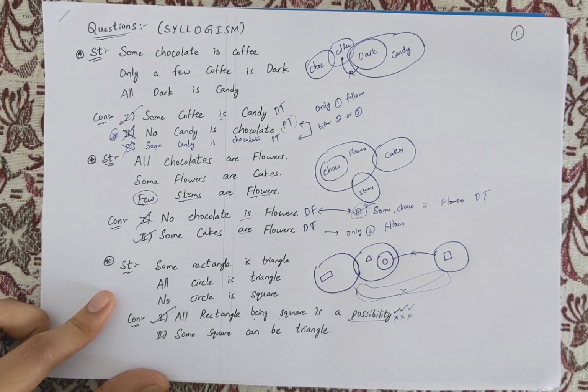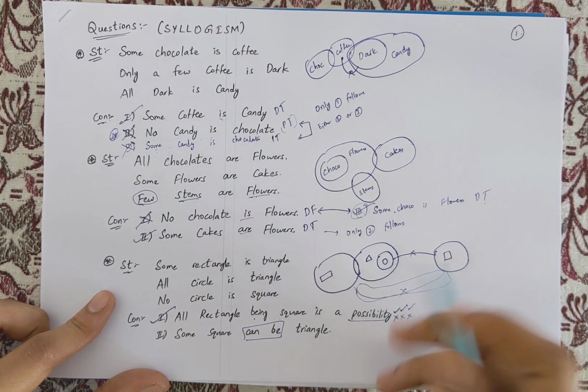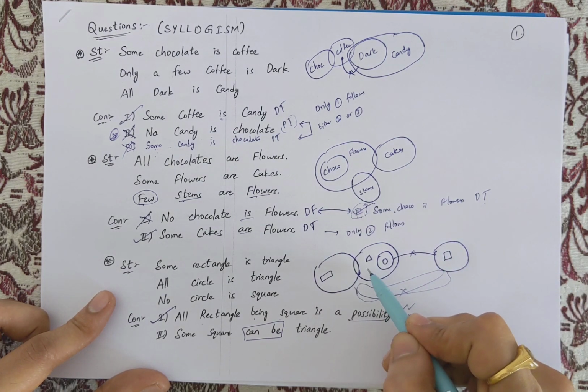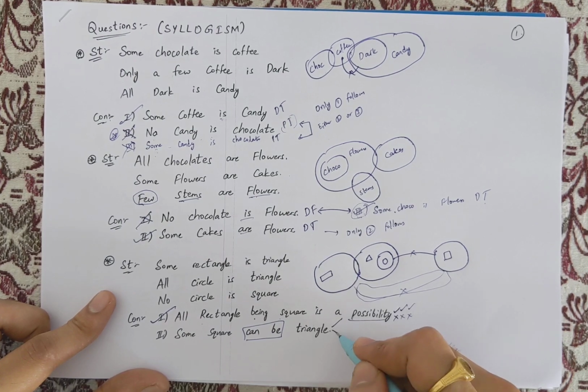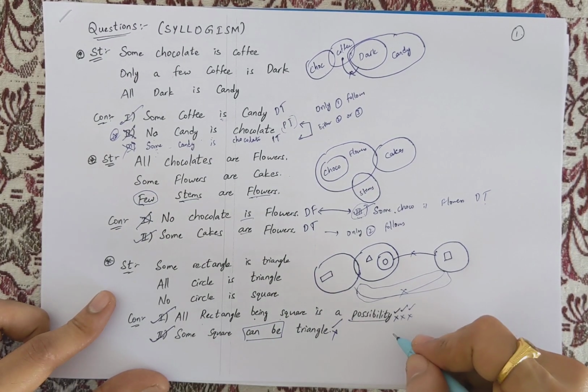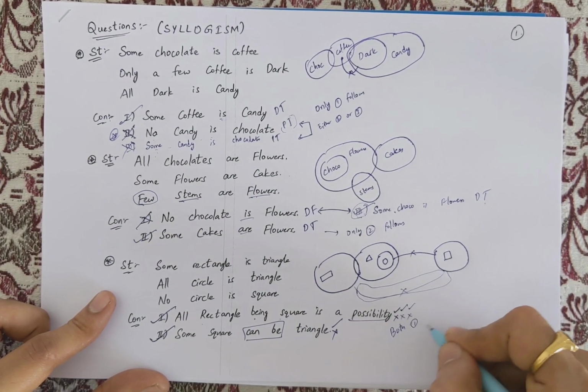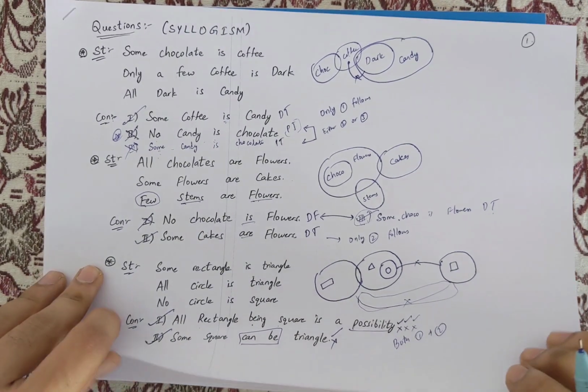So it is true. Some square can be triangle. So the square can move here. Square can move out. Okay, it can be true, it can be false. Hence this is true. The answer is both 1 and 2 follow.